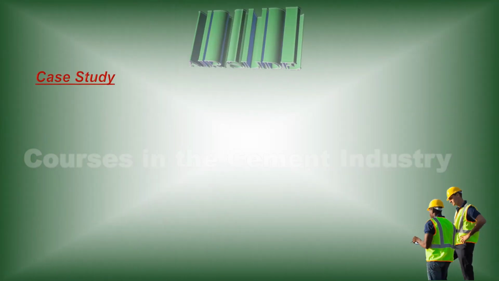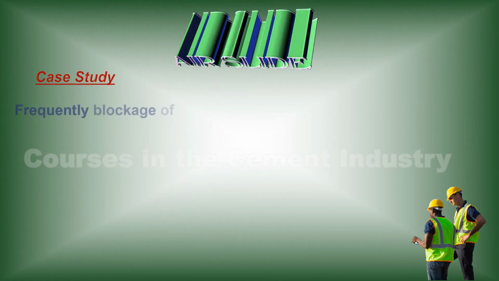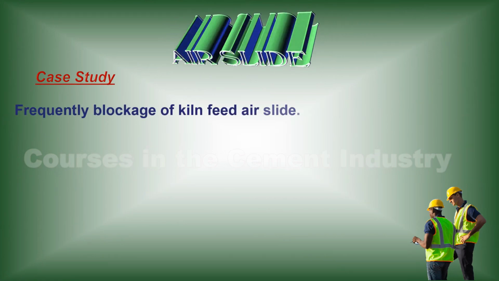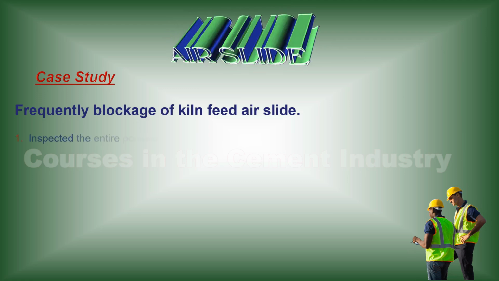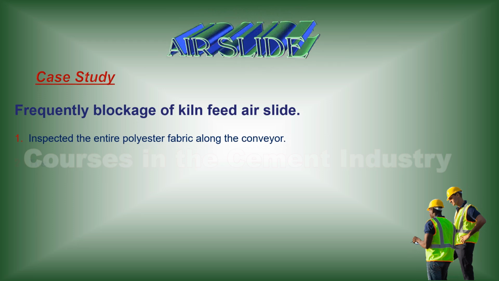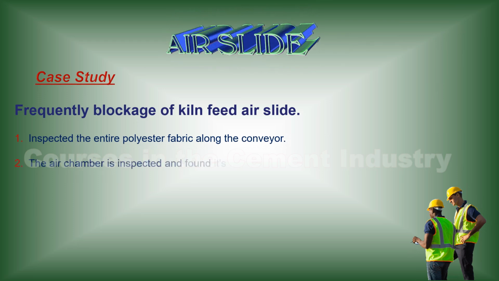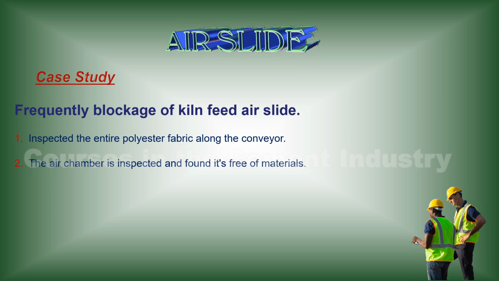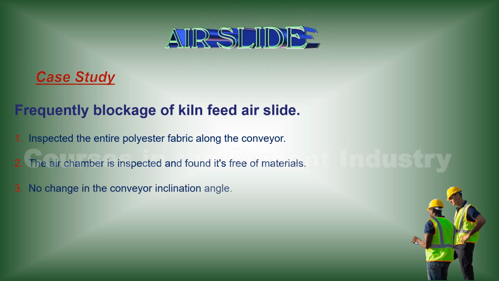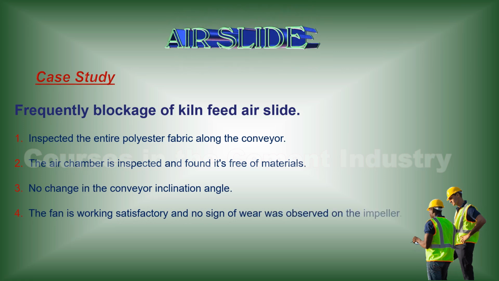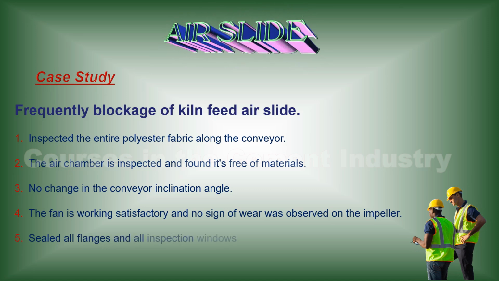Case study for air slide. Frequent blockage of kiln feed air slide. 1. Inspected the entire polyester fabric along the conveyor. 2. The air chamber is inspected and found free of materials. 3. No change in the conveyor inclination angle. 4. The fan is working satisfactorily, and no sign of wear was observed on the impeller. 5. Sealed all flanges and all inspection windows.